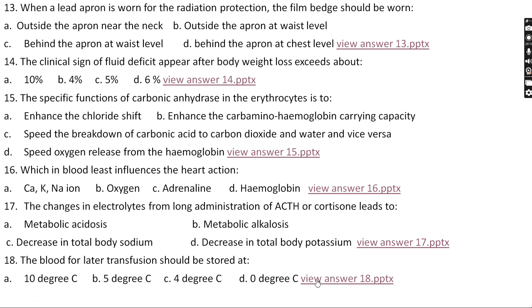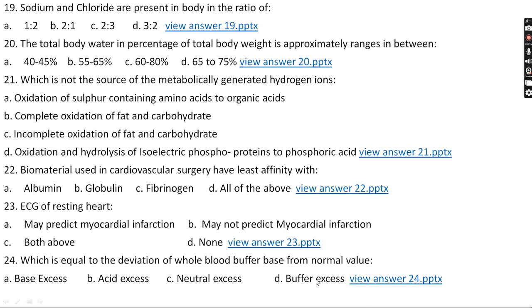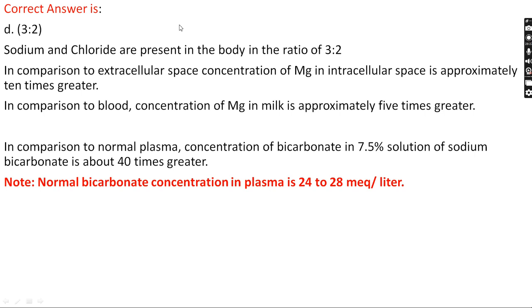Question number 19. Sodium and chloride are present in the body in the ratio of option A, 1:2, option B, 2:1, option C, 2:3, or option D, 3:2. The right answer is option D, that is 3:2. Sodium and chloride are present in the body in the ratio of 3:2. That is, 3 parts sodium and 2 parts chloride.